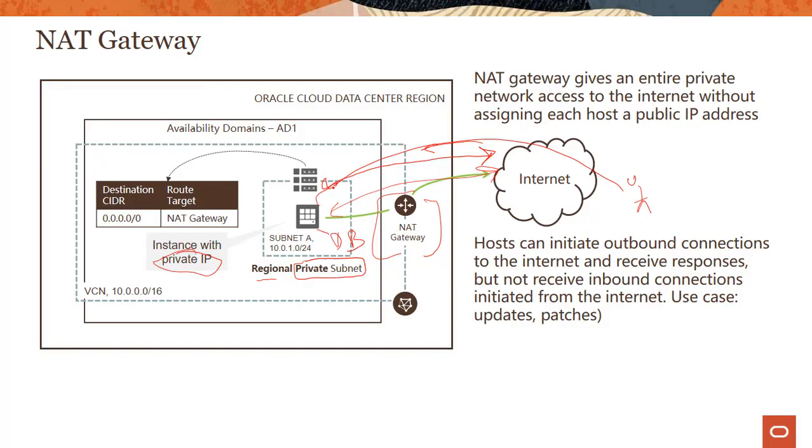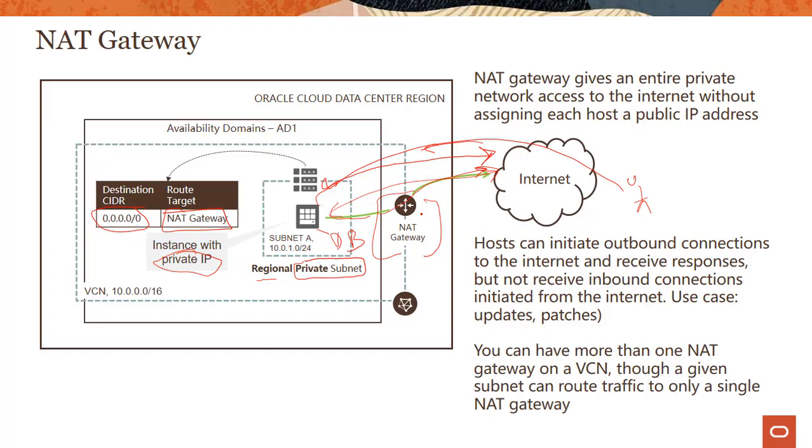And as we have been seeing in the previous slides, the rule here in the route table is basically saying all the packets destined for any IP address should go through the NAT Gateway. So you are sending all the traffic from this private subnet to the NAT Gateway, and then if you are getting patches or updates, those packets come back, and that all is managed by the NAT Gateway. Now, an important thing to keep in mind: you can have more than one NAT gateway on a VCN, though a given subnet can route traffic to only a single NAT gateway. So this is a little different from the internet gateway.